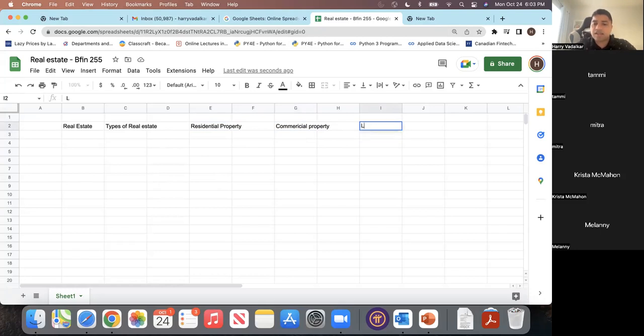So there are basically two types of real estate: residential property and commercial property. You can also buy land and rent that land out if it is a farming land. Okay, so three types of investment: residential property, commercial property, and land. Now within residential property in Canada, there are basically three types. You can buy apartments, you can buy townhouses, or you can buy a house, a detached house.